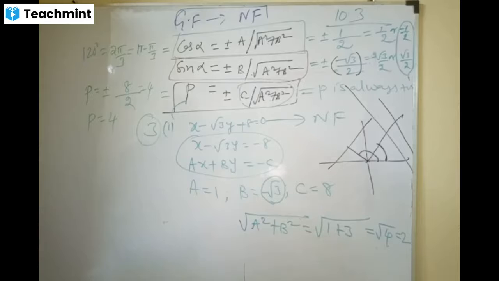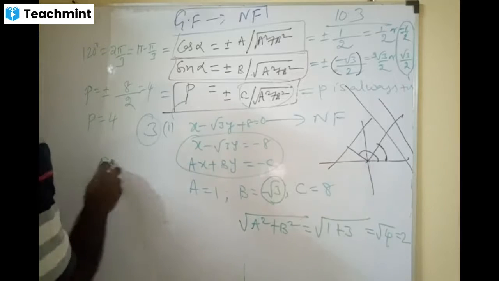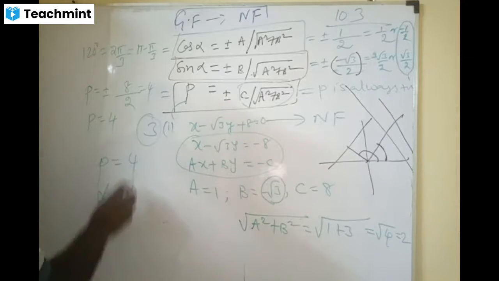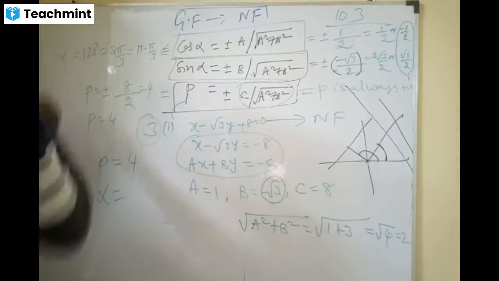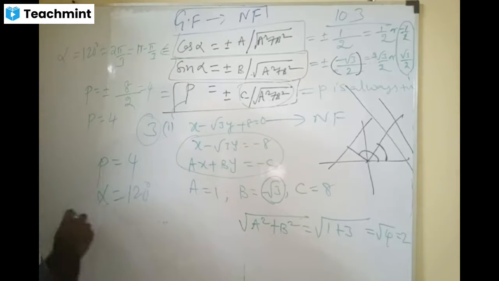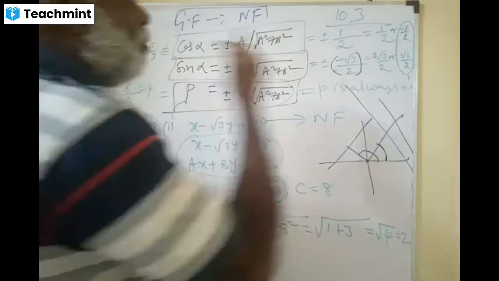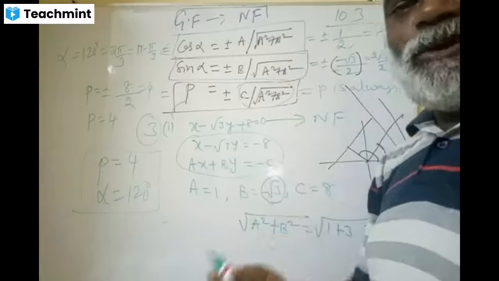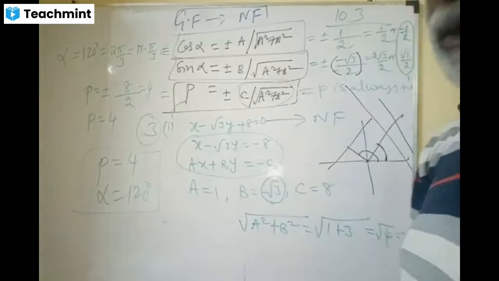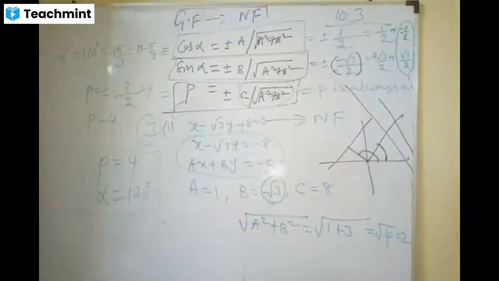Now, friends, you got it. See, they asked the question like this. You have to find out P and you have to find out alpha. So what is alpha? Alpha is 120 degrees. Please understand, the second quadrant. 1 by 2 is 60 degrees, but in the second quadrant it is pi minus, 180 minus 60. That is called 120 degrees. Very, very interesting question, my dear.